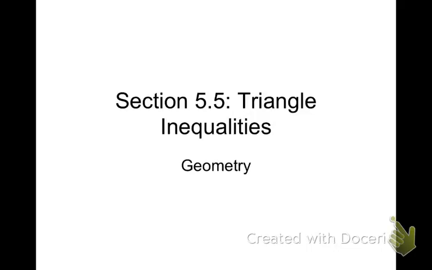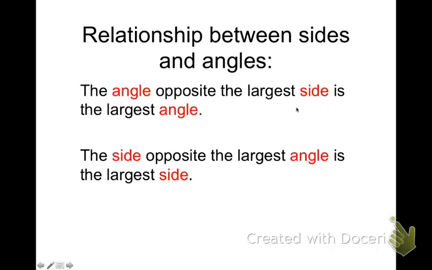No? All right, so for our inequalities in triangles, we first think about the relationship between sides of a triangle and angles. So fill in the following blanks in your notes. The first sentence says, the angle opposite the largest side is the largest angle. And the side opposite the largest angle is the largest side. Which kind of makes sense.